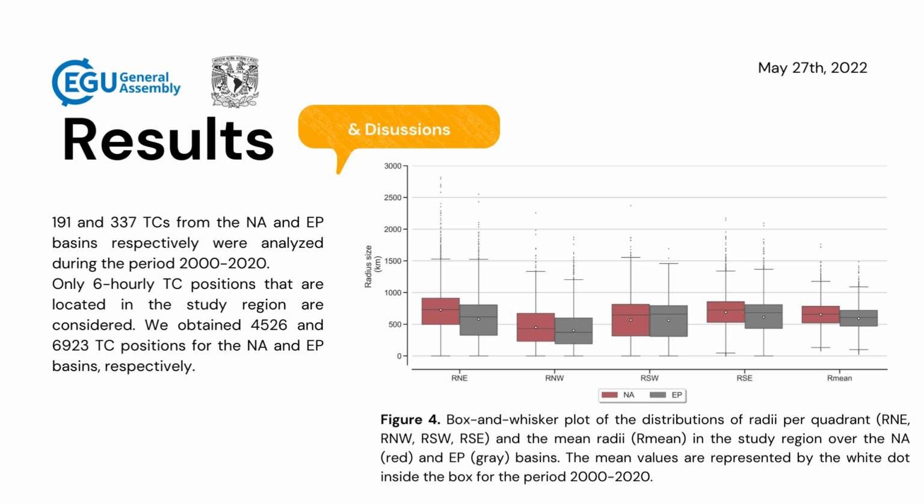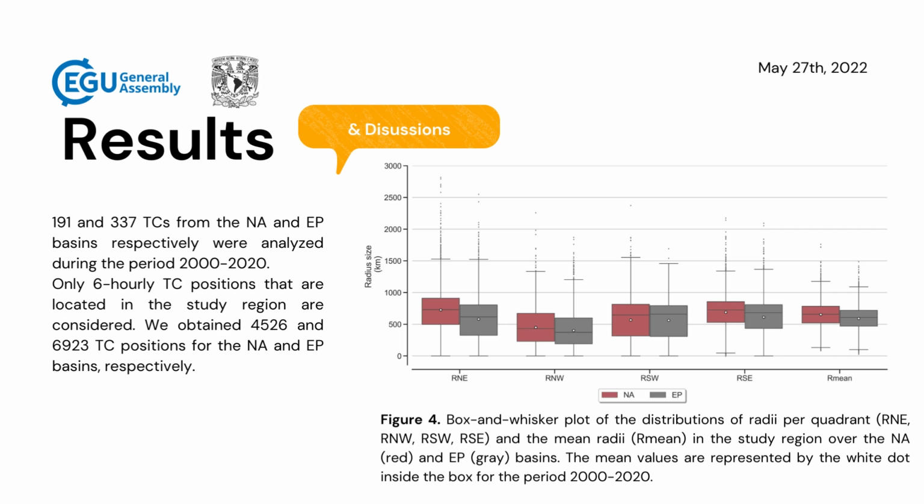Our results are presented first as a climatology considering 2000 to 2020 for tropical cyclones within the study area, being 191 cyclones in the Atlantic and 337 cyclones in the Pacific. In figure 4, we can observe that the tropical cyclones present average sizes between 200 and 1,500 kilometers for both basins, the Atlantic being the one that presents greater sizes.